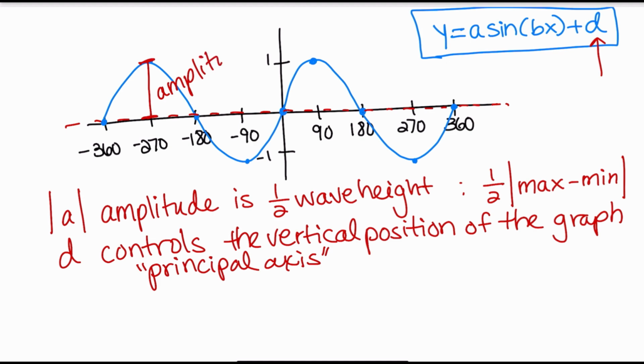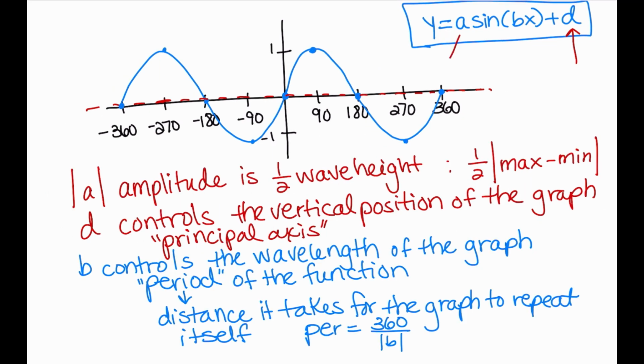So in the problem that you see drawn, the amplitude is going to equal 1. That's basically the same as saying that it's half of the wave height if I were to look at the highest value, which is 1, and the lowest value, which is -1. From -1 to +1, that distance is going to be 2, and half of that is going to equal 1. So whether you think of it as half the maximum minus the min, or you think about it from the principal axis or midline to either the max or the min, you're going to get the same answer.